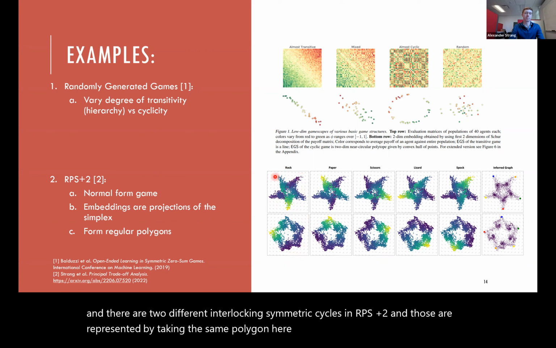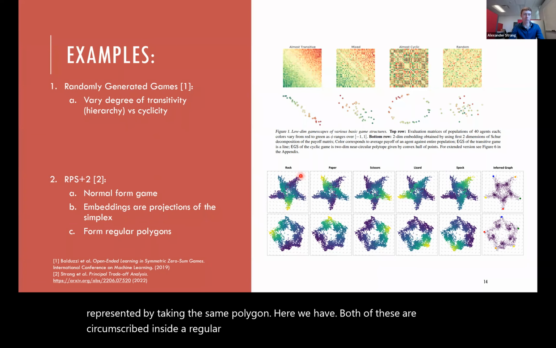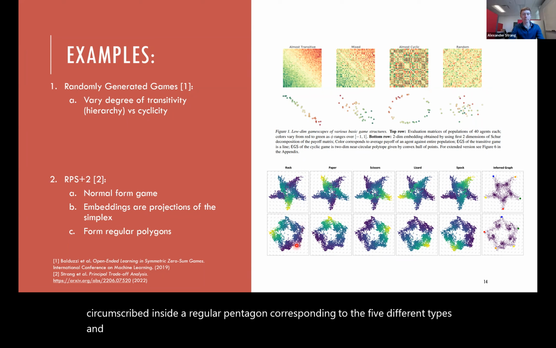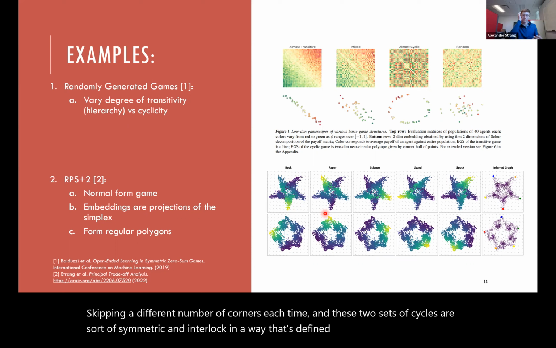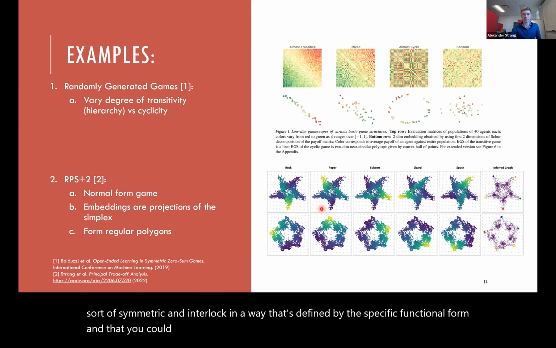Here we have both of these circumscribed inside a regular pentagon corresponding to the 5 different types, moving around that pentagon, skipping a different number of corners each time. And these two sets of cycles are symmetric and interlocked in a way that's defined by the specific functional form, and that you could read off of this type of plot.